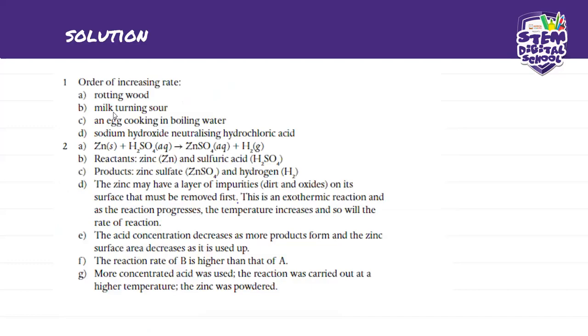Okay. So the order of increasing rate will be this one. Number A will be the rotting wood. Number B will be the milk turning sour. Number C would be an egg cooking in boiling water. And number D would be the sodium hydroxide neutralizing hydrochloric acid, so this would be the order of increasing rate. So the fastest rate would be the sodium hydroxide neutralizing hydrochloric acid. And the rotting wood takes time, guys. As you know, it takes time for wood to rot, so it would take a number of days.